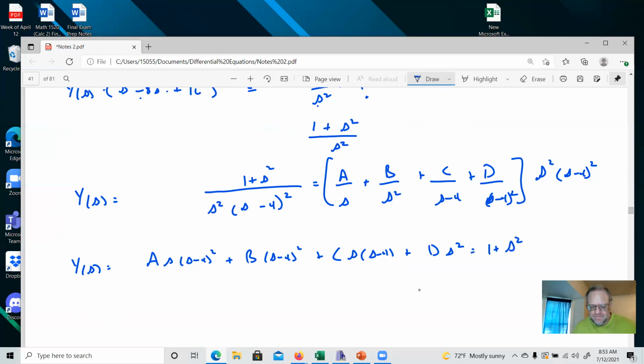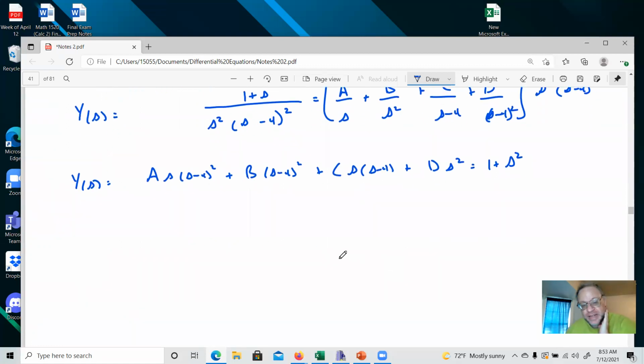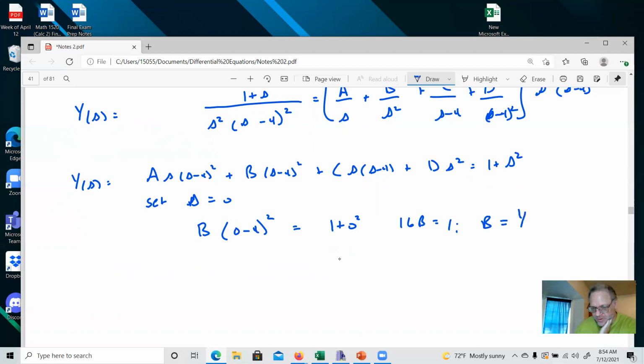All right. So we have some options, right? If I choose the shortcut method and say set s to be 0, the terms A, C, and D are going to be 0. So the only thing we're going to have left here is B times 0 minus 4 squared is equal to 1, because plus s squared. So we're going to have 16B is equal to 1. So B is equal to 1/16.